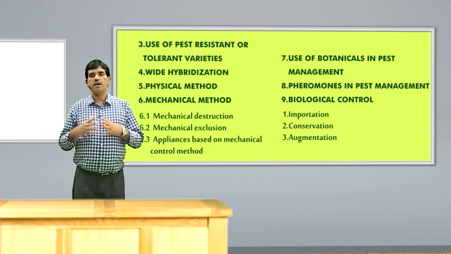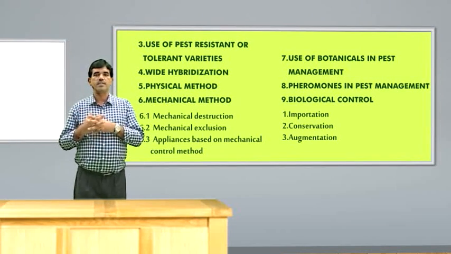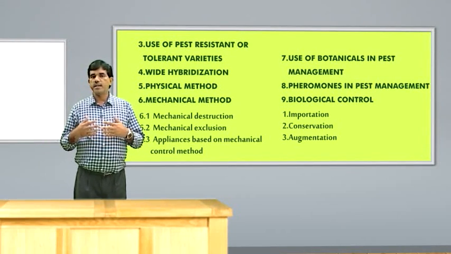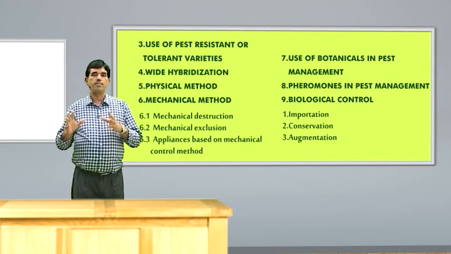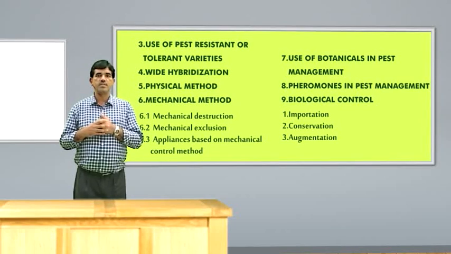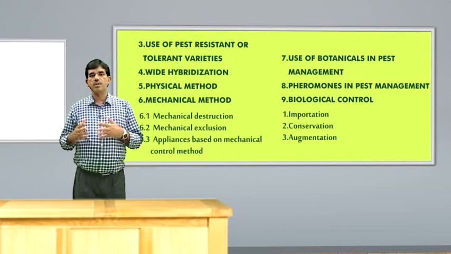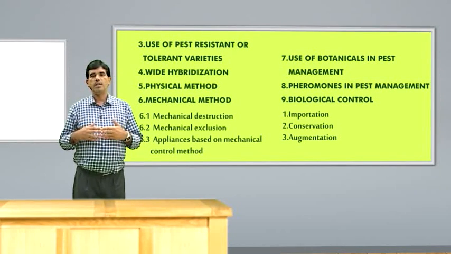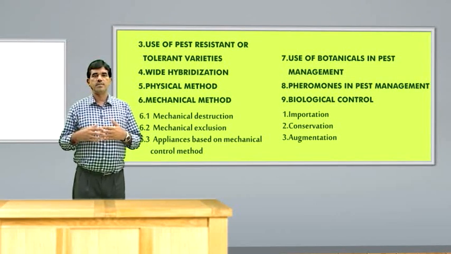Mechanical methods are available which are very much part of IPM, like mechanical destruction, mechanical exclusion and appliances based on mechanical control methods. In mechanical destruction, we go for collection of insects which are visible to the naked eye, like hand picking of caterpillars, hooking of rhinoceros beetle adults with an iron hook in coconut, sieving and winnowing for stored product insect control, and shaking plants to dislodge caseworm in rice.